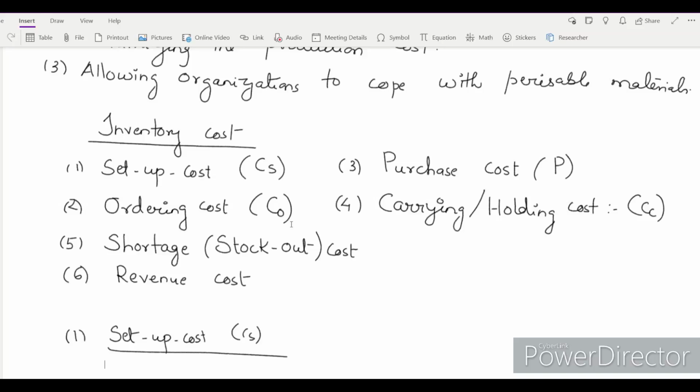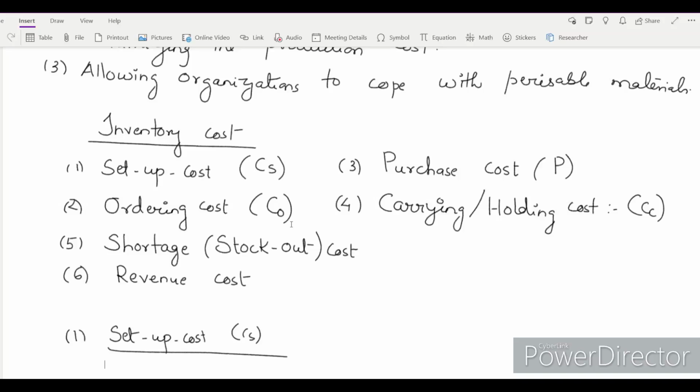Then shortage cost. From the name itself, it shows that you don't have any material. Suppose you need a subpart for the final product, but you don't have it right now, so you have to wait. So that is the penalty cost or the shortage cost. You're running out of that stock, so it is a loss of potential profit.